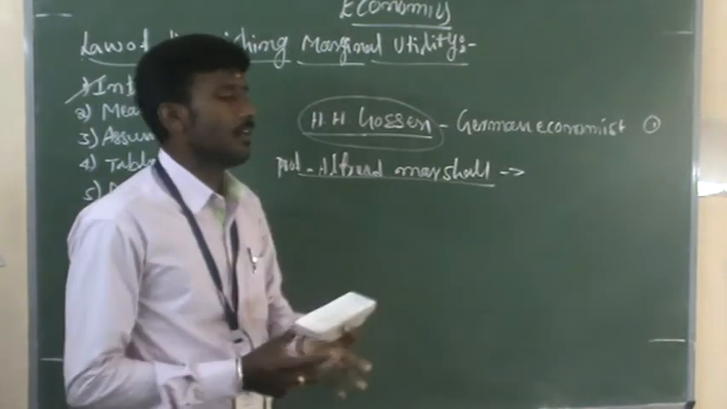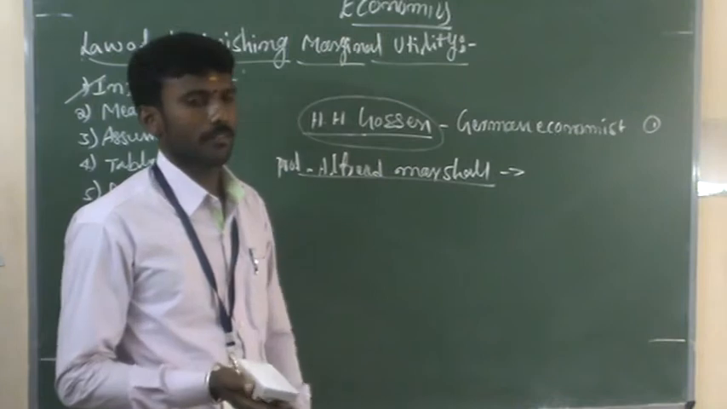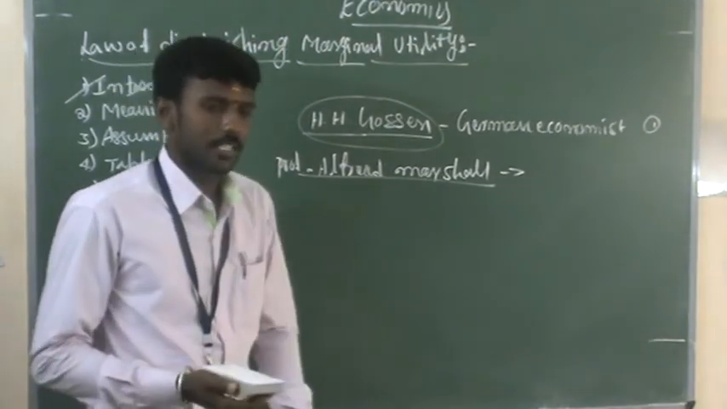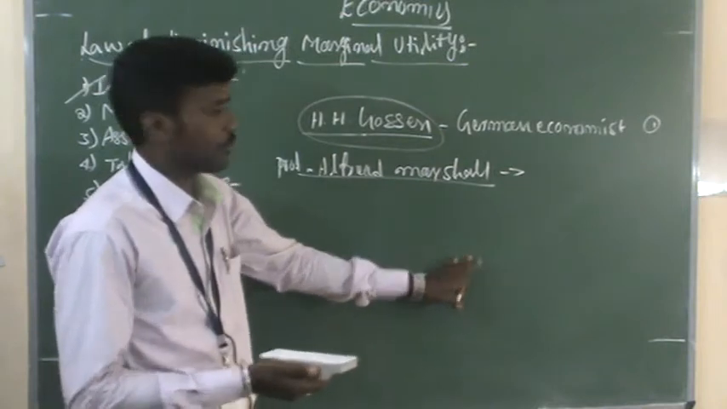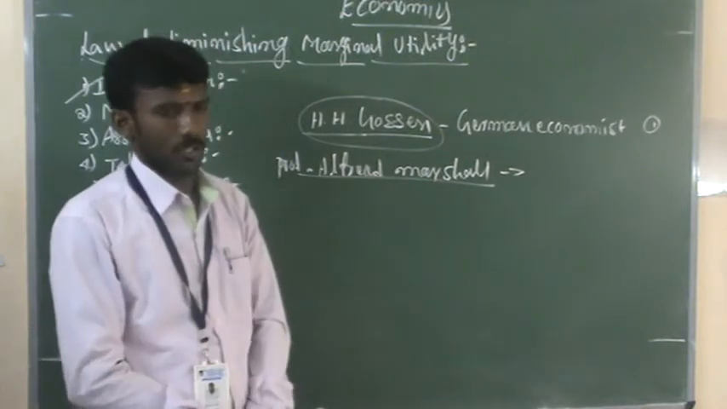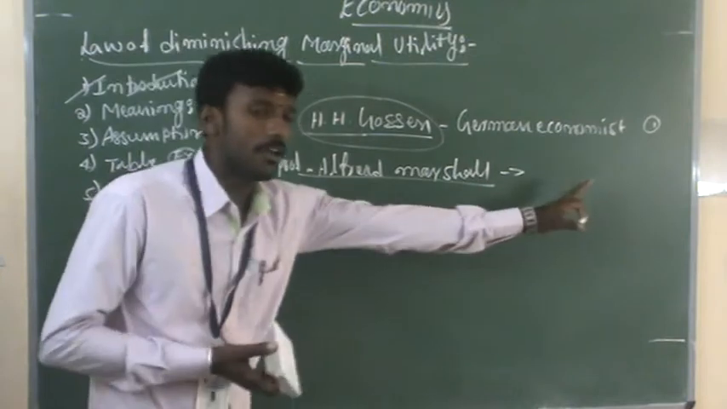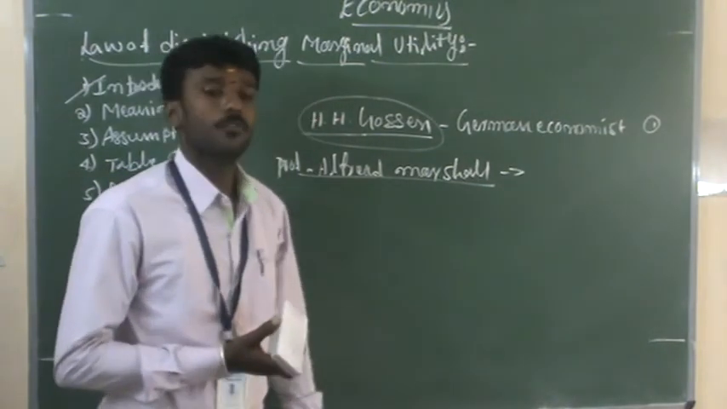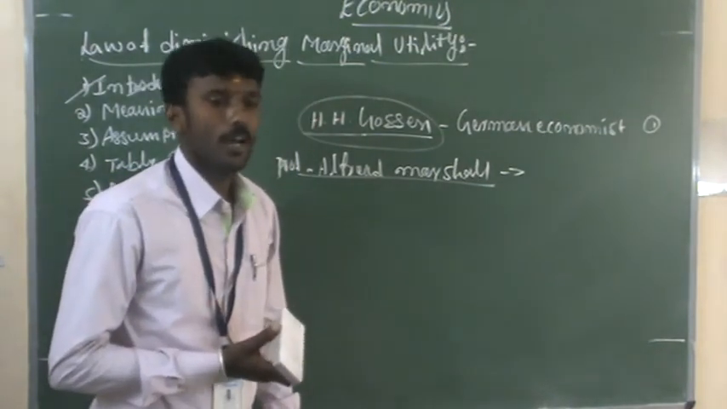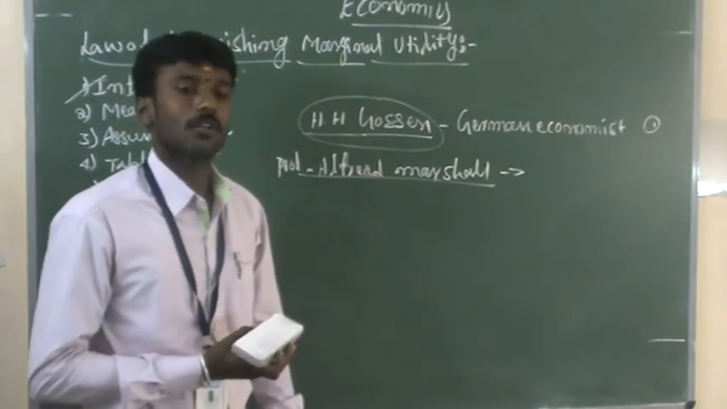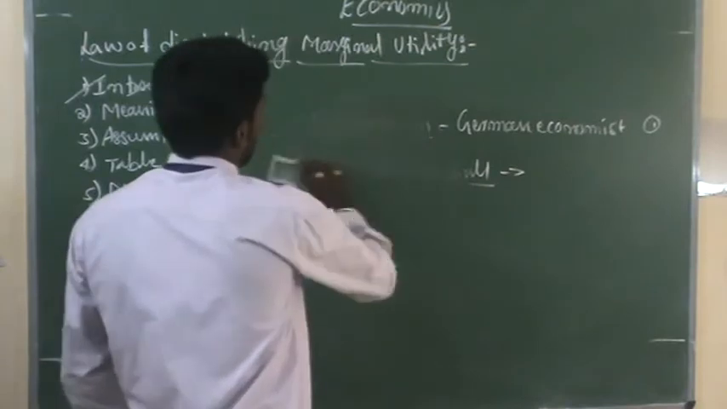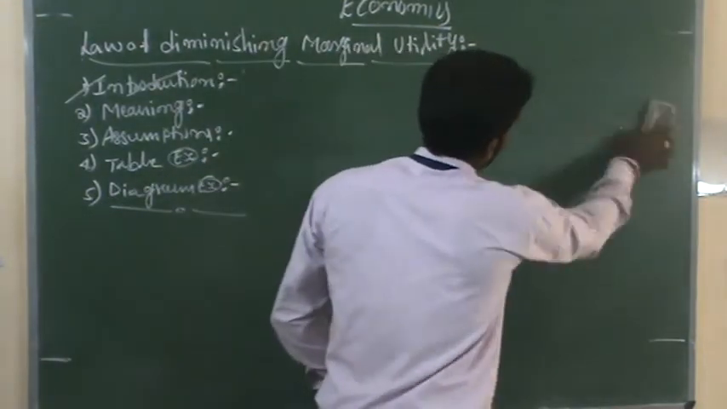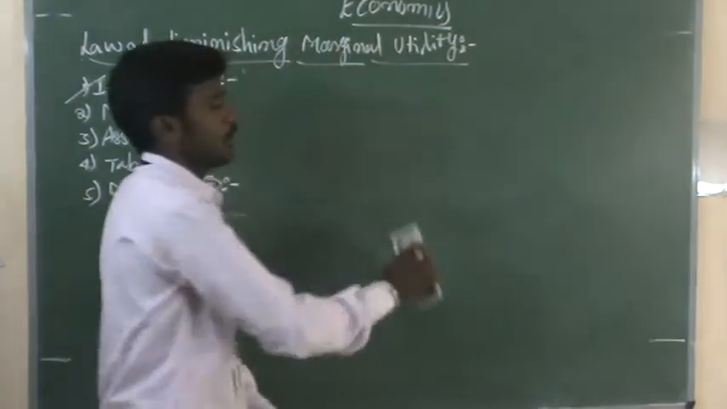He was the German economist. ಜರ್ಮನಿಯ ಅರ್ಥಶಾಸ್ತ್ರಜ್ಞ ಆಗಿರತಕ್ಕಂತ H.H. Gossen. ಬಟ್ ಡೆವಲಪ್ ಮಾಡಿದ್ದು ಪಾಪ್ಯುಲರ್ ಮಾಡಿದ್ದು ಅದರ ಕ್ರೆಡಿಟ್ ಯಾರಿಗೆ ಸಿಗುತ್ತೆ ಅಂತಂದ್ರೆ Alfred Marshall. Alfred Marshall ಯಾರು? He was a neoclassical economist or founder or pillar of the neoclassical school, neoclassical group. So this is the introduction to LDMU, law of diminishing marginal utility.